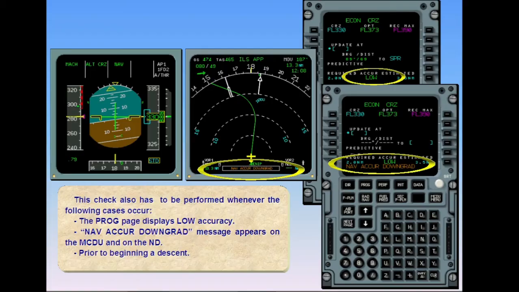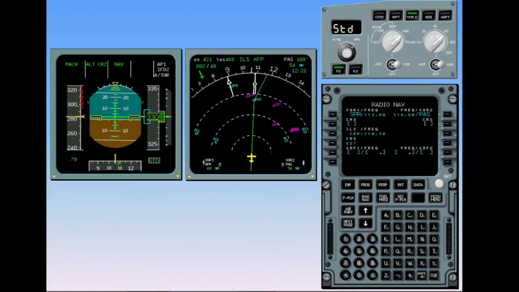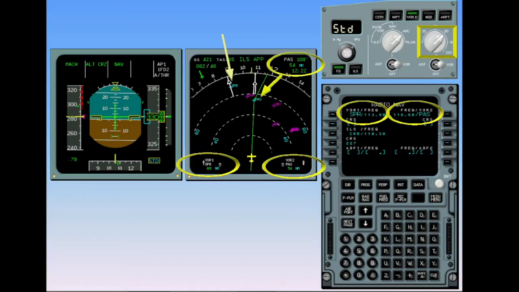To perform this check, you have to use the selected nav aids and display them on the navigation display. We have set the ND range to 80. The VOR Sierra Papa Romeo has been manually tuned on receiver 1 and the VOR Papa Alpha Sierra on receiver 2. Note that the VOR Papa Alpha Sierra is the next 2 waypoint on the flight plan.